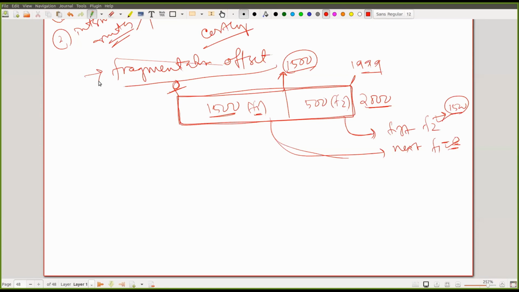Fragmentation offset helps the receiver rearrange the packets at the receiving end in the proper order. So that is the usability of it. Now, let's go to the next part.